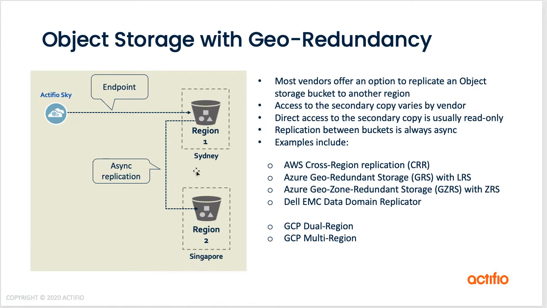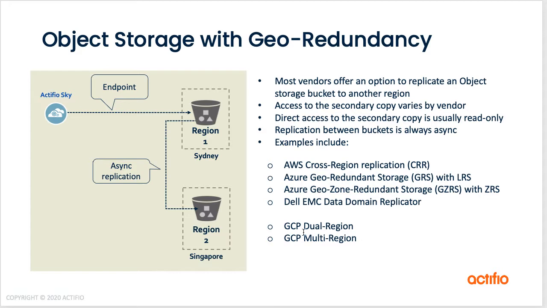But in fact, from an Actifio perspective, that region 1 could actually be a data domain in a data center, and this region 2 could be a data domain in a second data center. And we could be using EMC Data Domain Replicator to replicate between the two. So the end result from a business perspective is exactly the same.